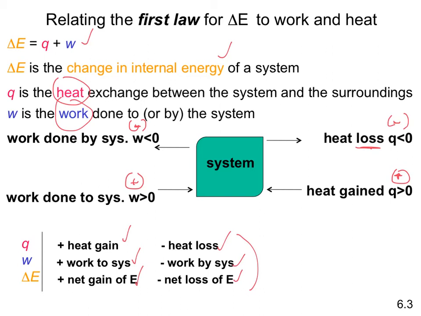Now it gets trickier when your Q and W values could possibly give you a negative or positive overall delta E. So calculations obviously have to be carried out. But you know that if you have completely positive or completely negative heat and work values, you're going to get completely positive or completely negative energy change values, respectively.